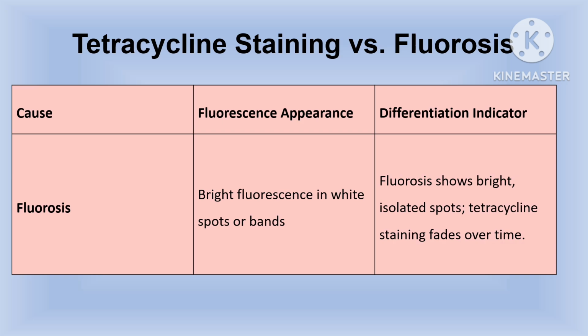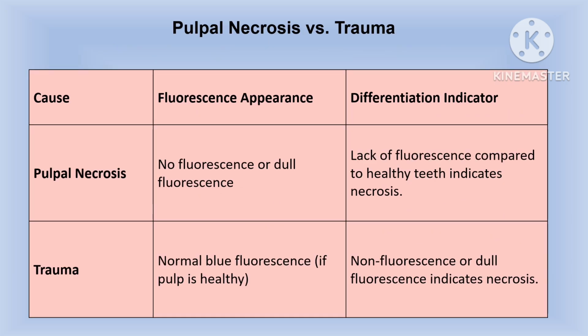Pulpal necrosis can lead to grayish or dark brown discoloration of the teeth. Lack of fluorescence under UV light compared to the adjacent healthy teeth can confirm the diagnosis of necrosis. In trauma without necrosis, fluorescence would be normal, showing a pale blue light under UV light. A non-fluorescent or dull fluorescence indicates that the tooth may have undergone necrosis due to trauma.